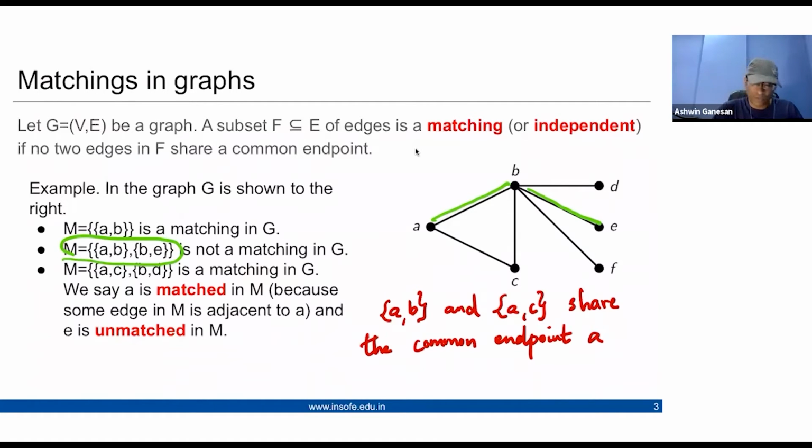So we're right here, with what I marked in green, the two green edges. Why do those two green edges not form a matching in the graph?